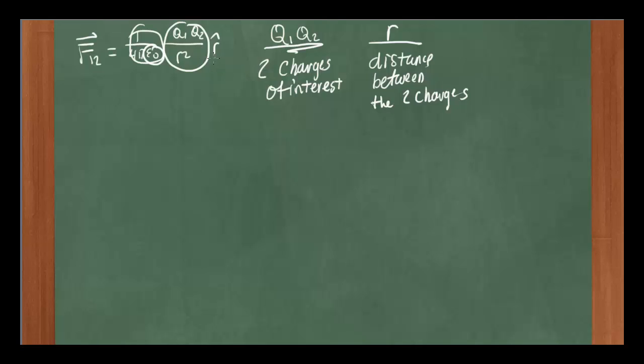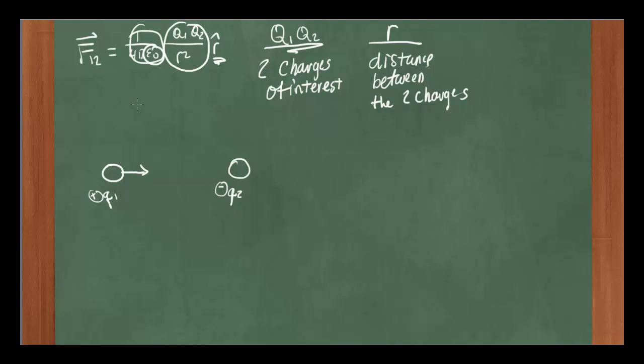So now let's talk about the direction of the force. So if I was given this problem, I have two charges, Q1, say it's positive, and Q2, say it's negative. Now this subscript 1 and 2, it just means the force on charge 1 due to charge 2. So the force on charge 1 due to charge 2 would actually point this direction, because these two charges are opposite, so they're going to attract.